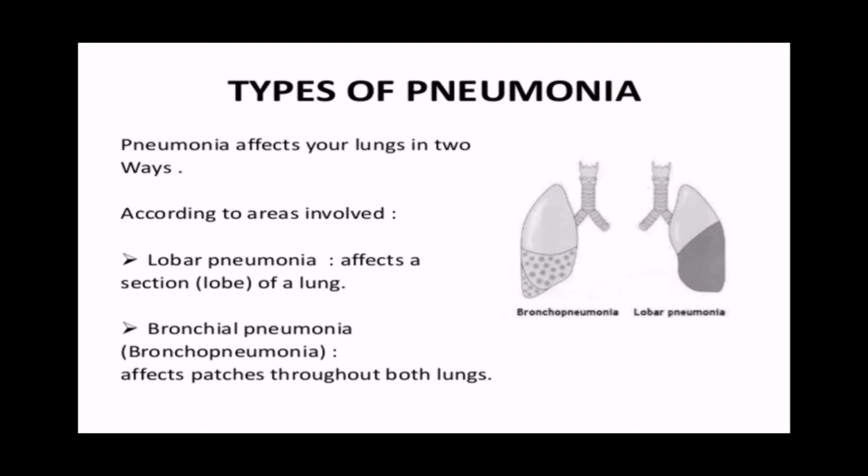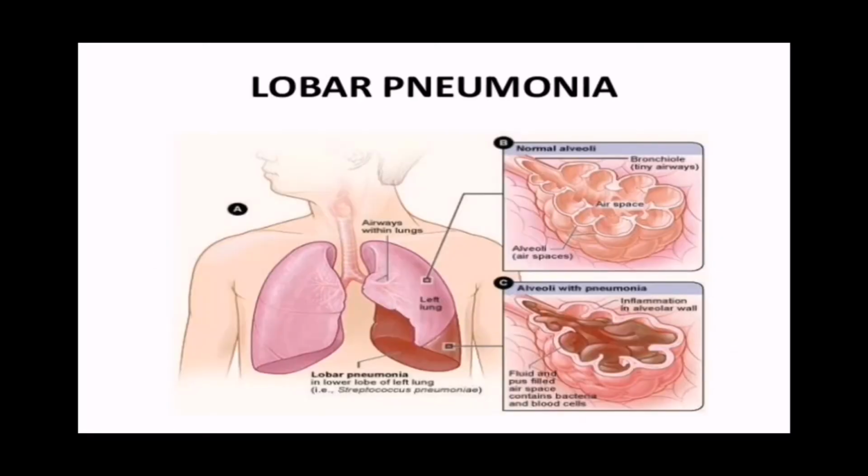Types of pneumonia. Pneumonia affects your lungs in two ways. According to the area involved, we have lobar pneumonia and bronchial pneumonia. Lobar pneumonia affects a section or lobe of the lung. Bronchial pneumonia, also known as bronchopneumonia, affects patches throughout both lungs. As you can see in the picture, in the left lung there is pneumonia. Only one lobe of the lung is affected.